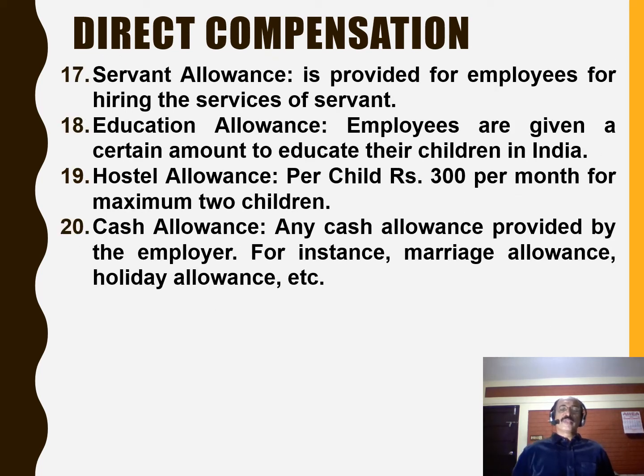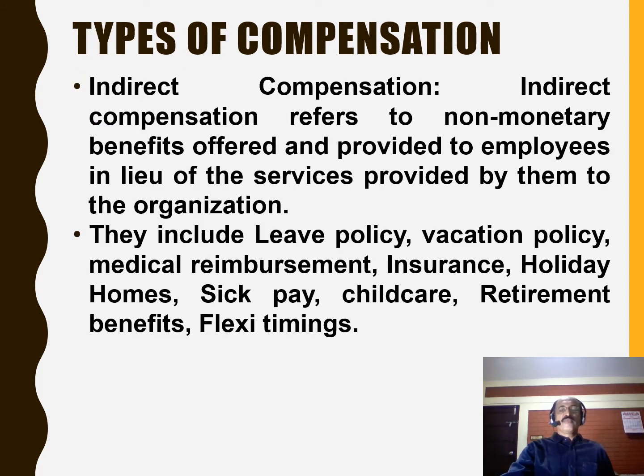Then there are companies which provide servant allowance in higher positions. Then there are some companies which provide education allowance, especially at lower levels. You will find education allowance can be there. Then hostel allowance can be there for children, up to 300 per month, maximum for 2 children. Cash allowance can be there, especially for marriage or other holidays. We provide even cash allowances also. So there are different types of direct compensation, and I think I have been very exhaustive in giving you the different types of compensation which is provided to employees.